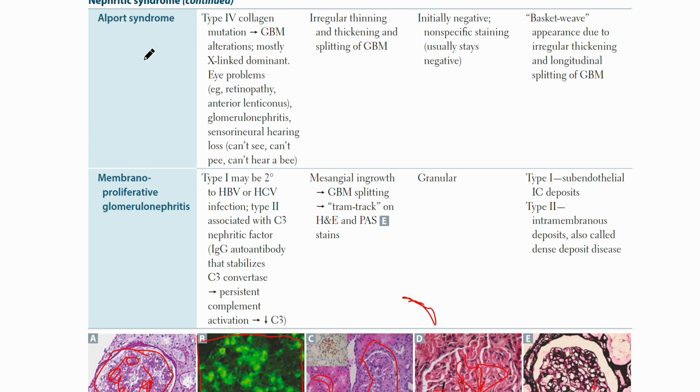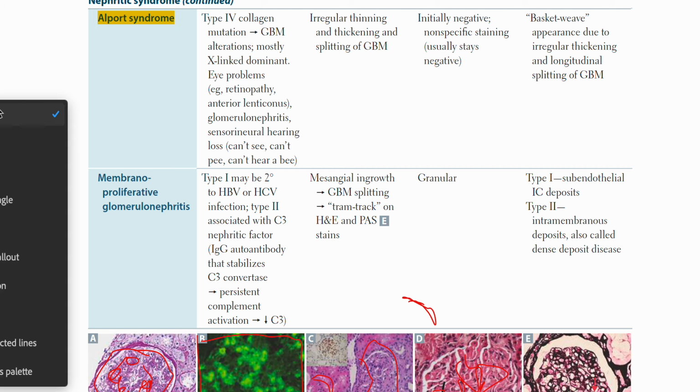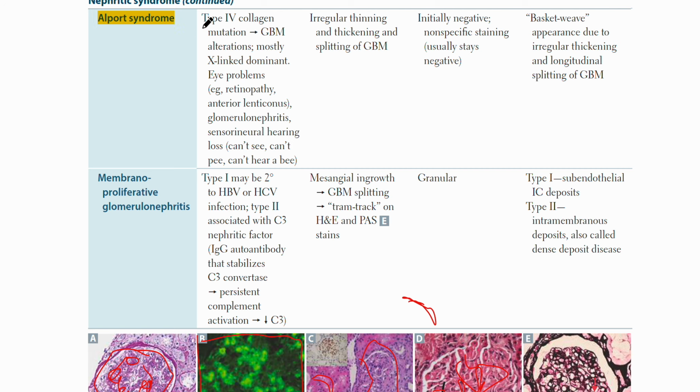So let's talk about Alport syndrome, which is a very important syndrome. You have to remember this. There is a mutation of type 4 collagen. In the earlier case, in Goodpasture syndrome, there were autoantibodies against the glomerular basement membrane, that is type 4 collagen. There is a mutation in this case, as in Alport syndrome. It is mostly an X-linked dominant disease.